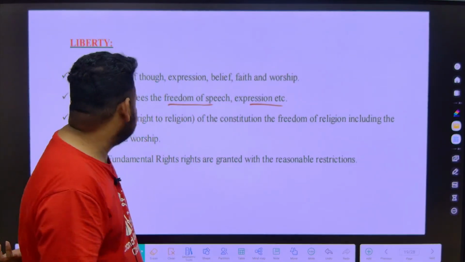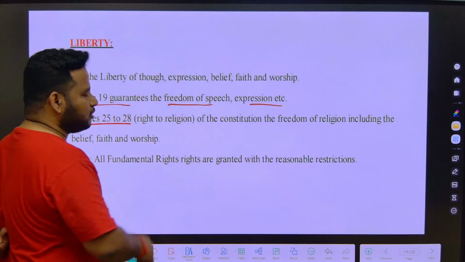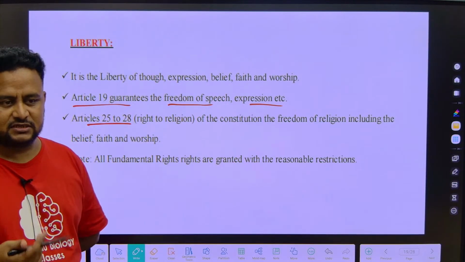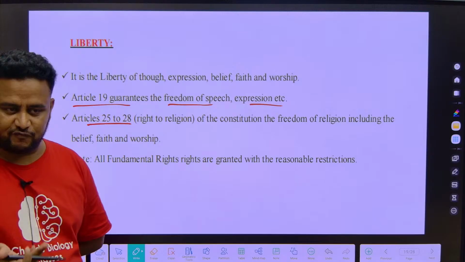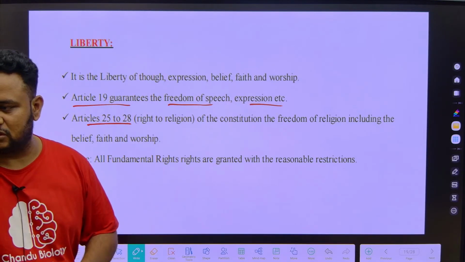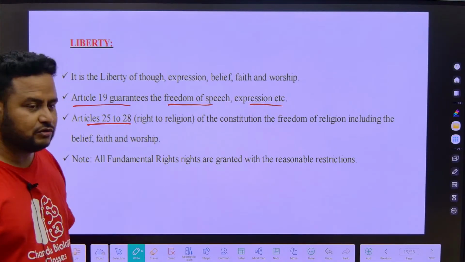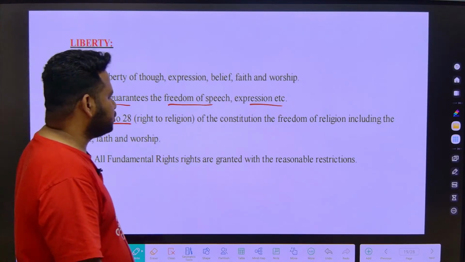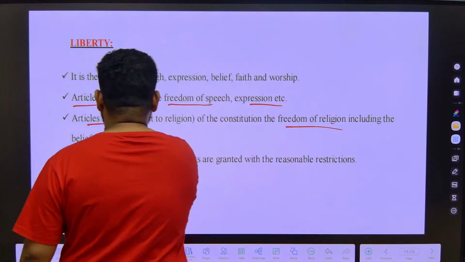Similarly, Articles 25 to 28 talk about the right to religion. That is, what kind of religion I can follow or not follow, and how to run educational institutions. All these things are spoken of in Articles 25 to 28, the right to religion of the Constitution: freedom of religion, including belief, faith and worship.